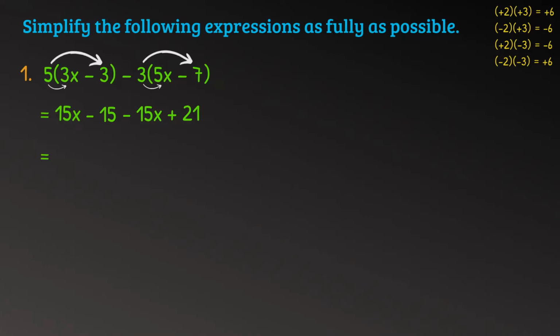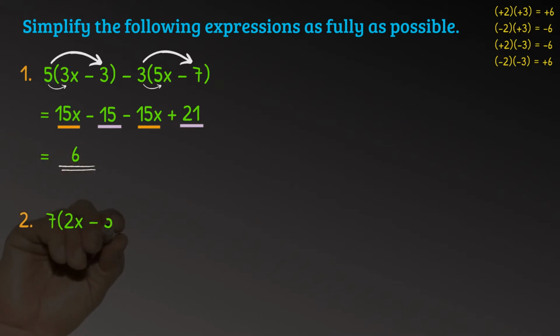So next we're going to add the terms together that have x in them, but in this one we have a plus 15x and a minus 15x. So when we add those together we get 0, so there is no component with x in the answer. Next we want to add the constants together, and we have a minus 15 and a plus 21. So we add those together and our final answer is 6.